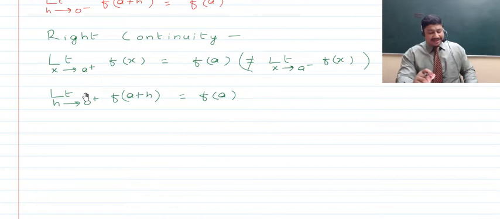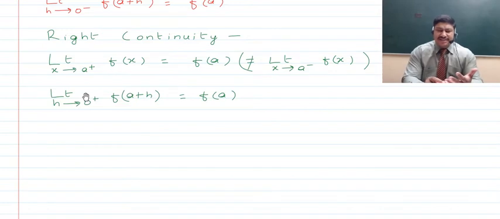Now there is one thing more that you require to know: whenever we talk about left continuity, there are three things which should happen. The first thing is that the left hand limit should exist. The value of the function at the point at which you're detecting continuity should exist, and further the left hand limit should be equal to the value of the function at a.